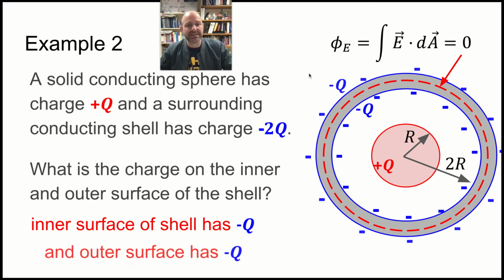And that means the outer surface has to be a negative Q as well, so that the total amount of charge on this shell is negative 2Q, right? We can't change that. We didn't give it anywhere to go. All we've done is force it to move around so that we can maintain what we know is true, which is that there's always going to be charge distributions that provide zero electric field inside of a conductor.